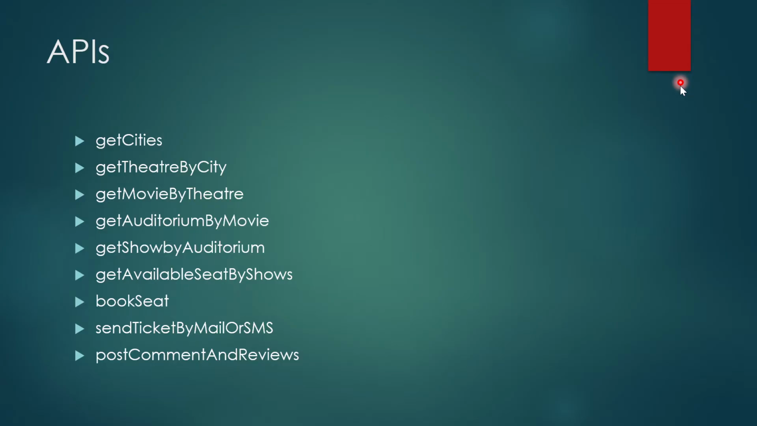And once the user has selected the seat which he wants to book, he should be able to book the ticket. Once the booking is done, the ticket has to be sent to the user using mail or SMS. And of course, you should be able to post your comments and reviews, everything. So these are the basic APIs that should be there as part of your system. And let's see how you will design a system which can incorporate all these APIs.